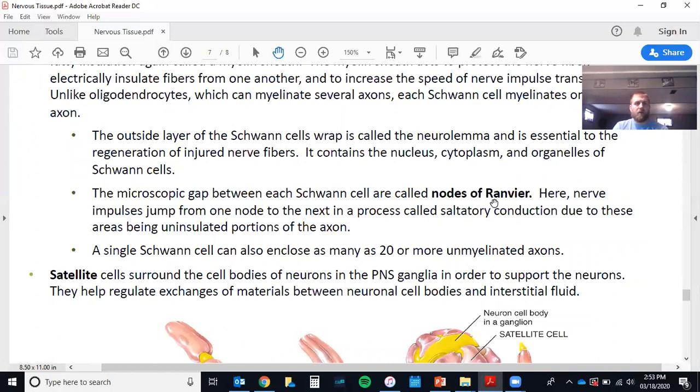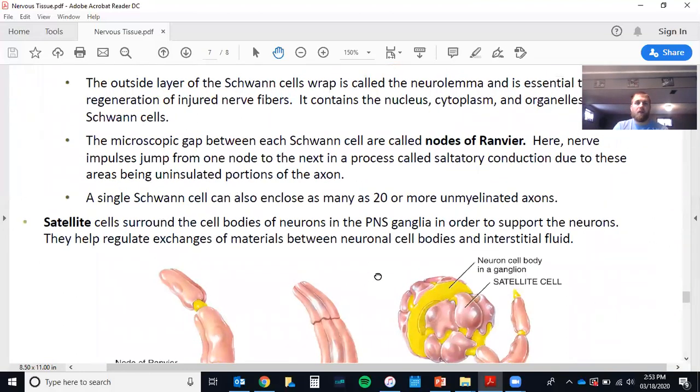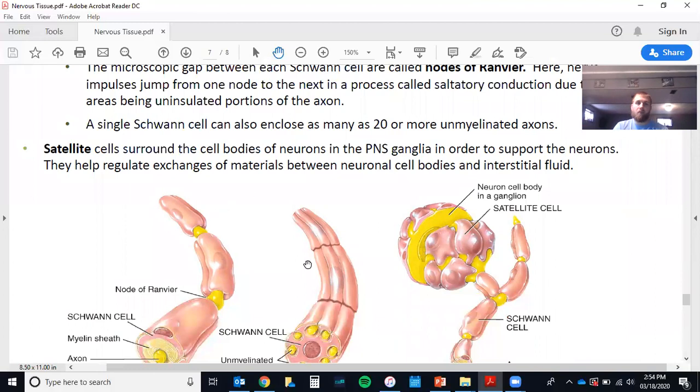I mentioned earlier in that same figure what we call nodes of Ranvier, which is that microscopic gap located between places where there is myelin surrounding the axon, which once again allows an impulse to skip like a rock on water.